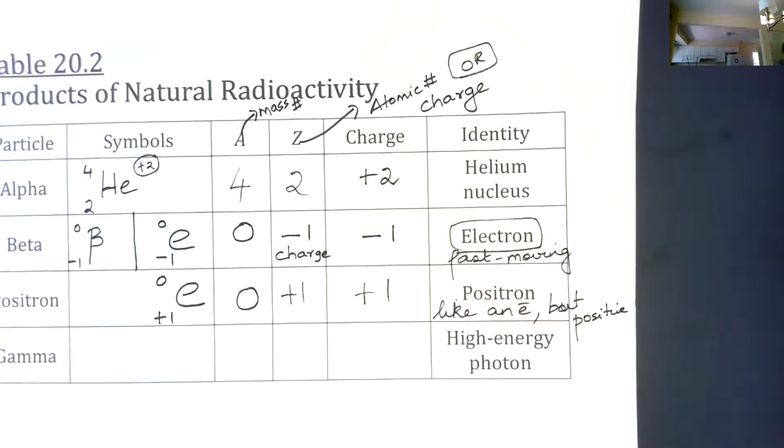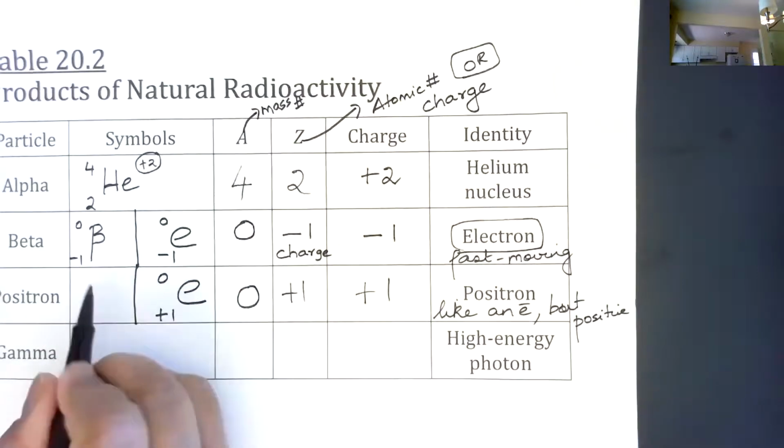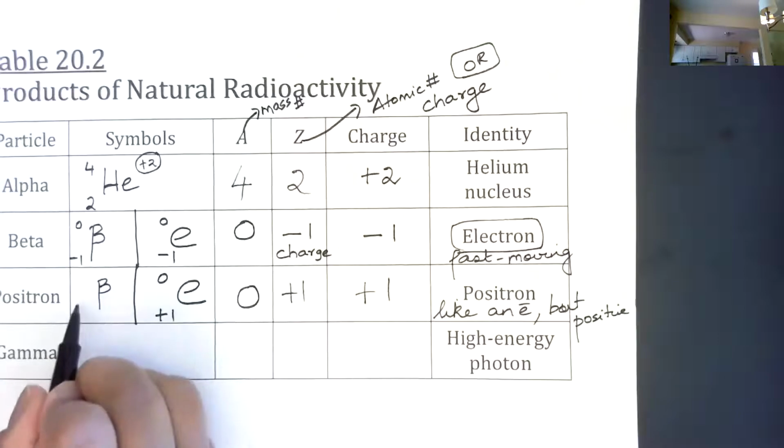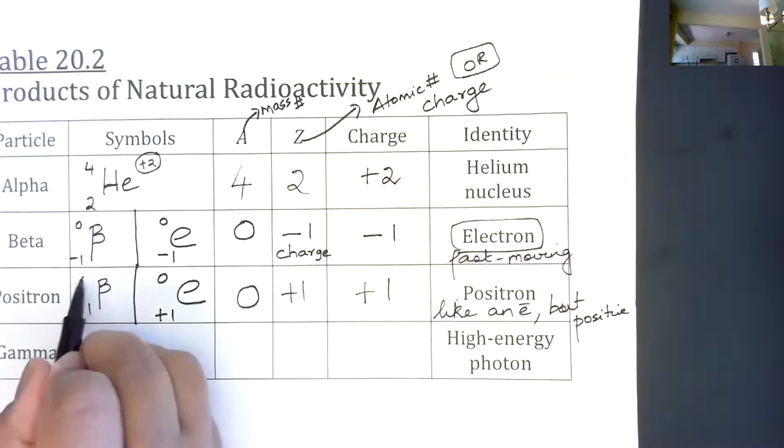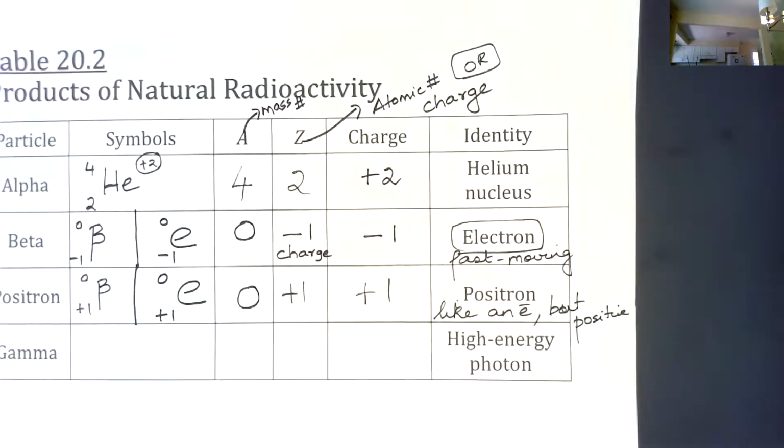So what all do we have? You've learned about the alpha particle before. You know about electrons. So the new addition is the positron. And I said it's like the electron, but he is positive. So because he's like the beta particle, you can also say beta plus 1 and 0.